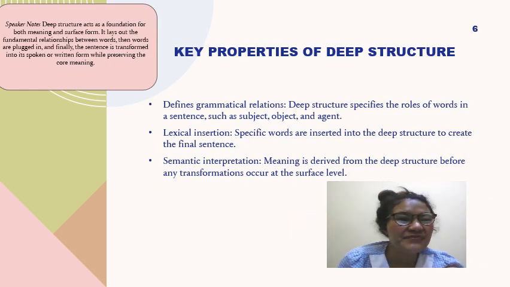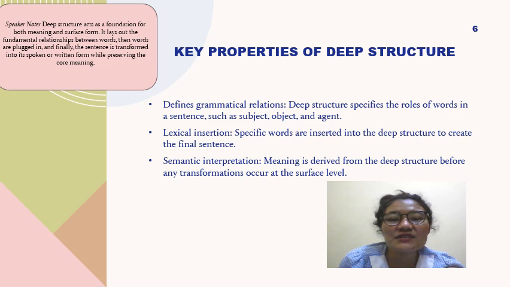Okay, the next slide is talking about the key properties of deep structure. Deep structure acts as a foundation for both meaning and surface form. It lays out the fundamental relationship between words. The words are plugged in, and finally, the sentence is transformed into its spoken or written form while preserving the core meaning.